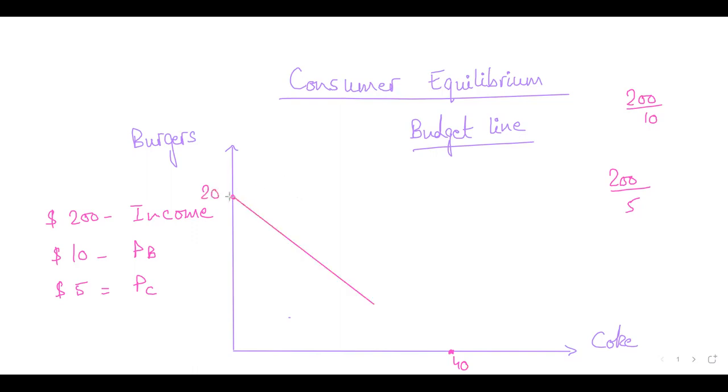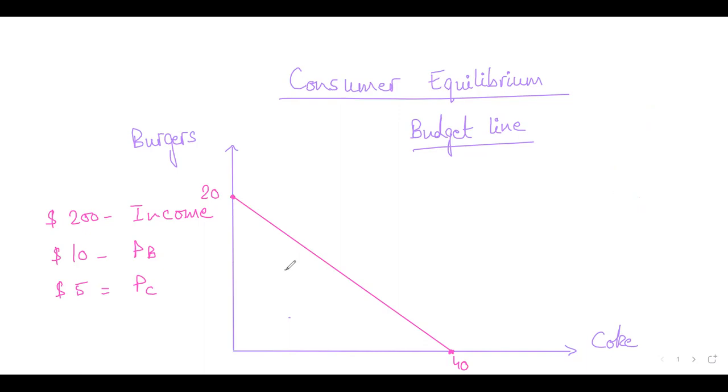So that is what gives you your budget line. I did tell you that any point within the budget line is affordable. Very nice, Hassan. Any point on the line is also affordable, but any point outside the line is not affordable because you don't have enough income, right?